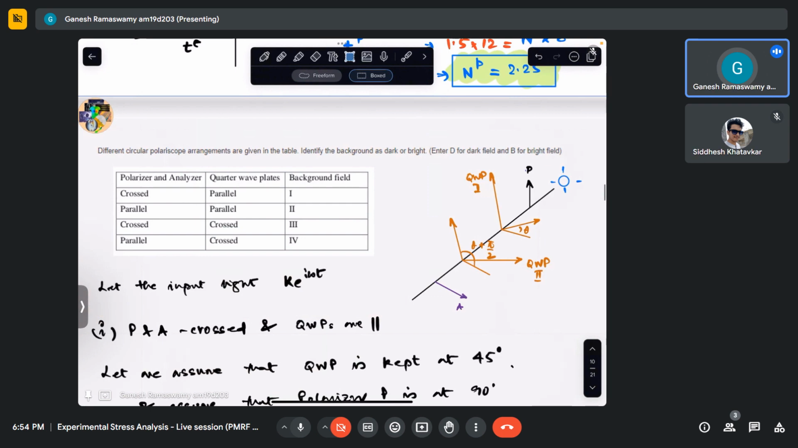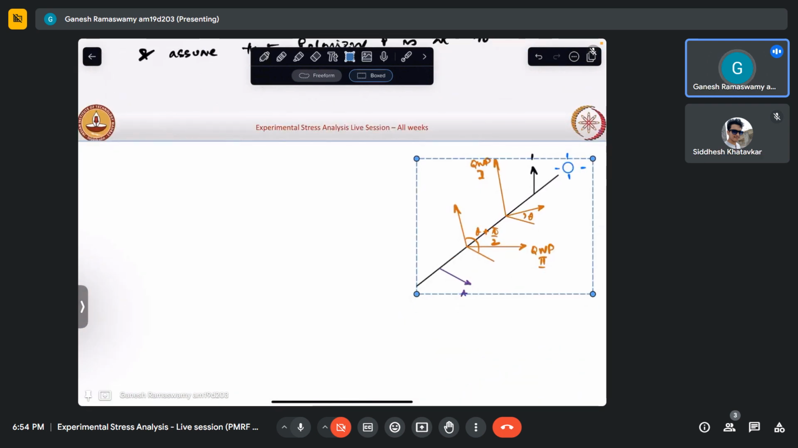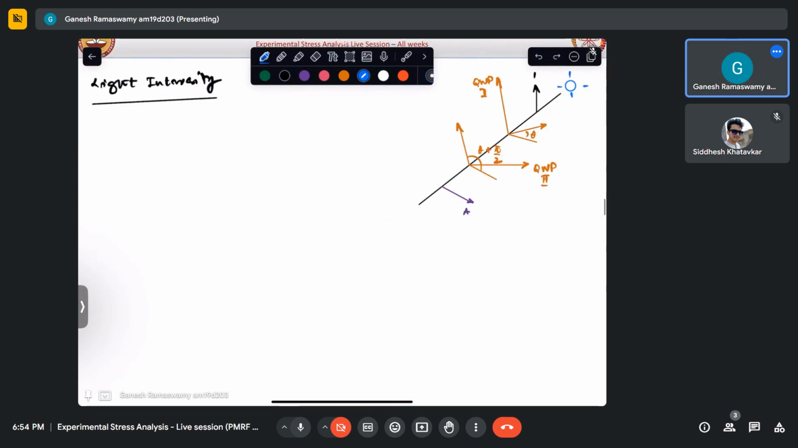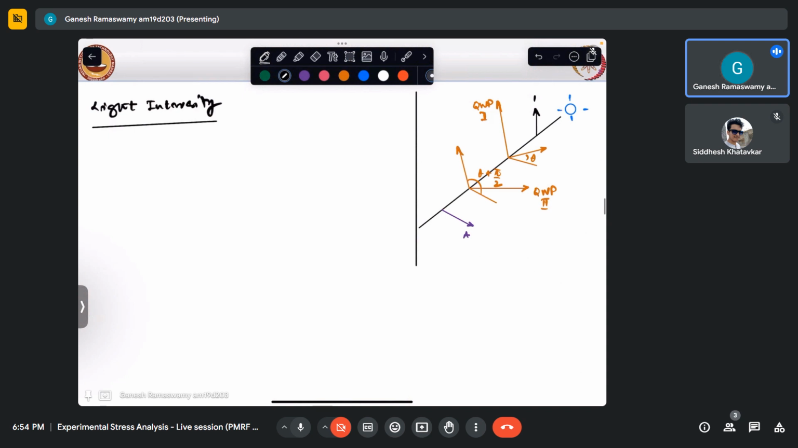So for this figure, if I were to write the light intensity, how will I go about writing it? First, I have the actual light. So let me draw a line like that to demarcate the screen. So I have k e^(iωt). This is the light that was emitted from the light source.